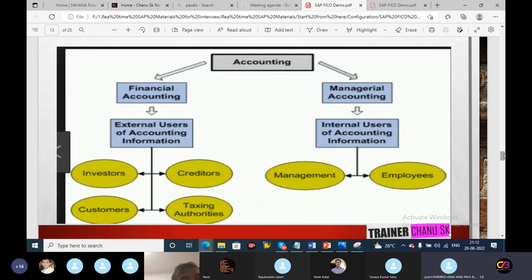So what is managerial accounting? Managerial accounting mainly focuses on cost reduction, cost controlling and decision making. So that is the reason SAP CO is internal focus, not external. Whenever I say internal, that means it is more on management and employees, not the outsiders.